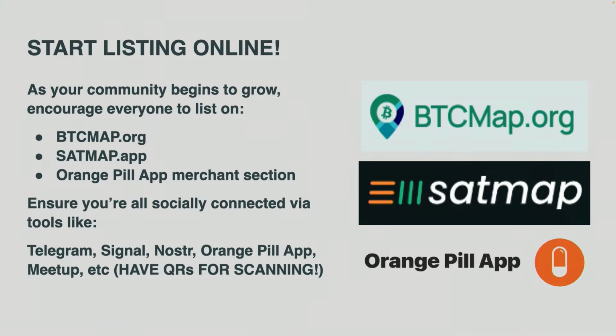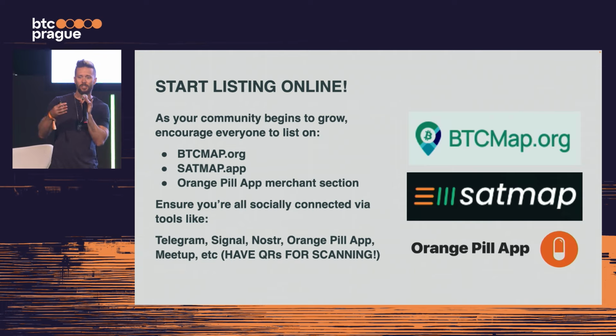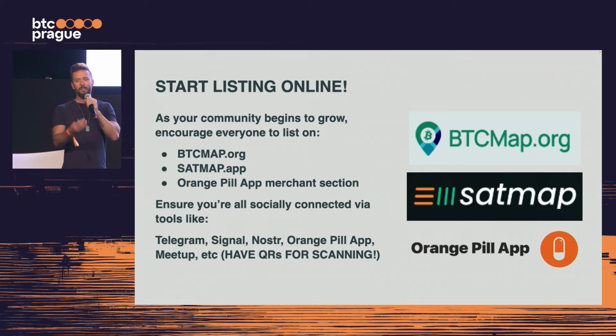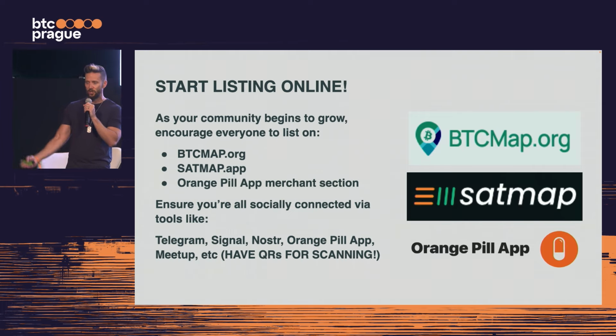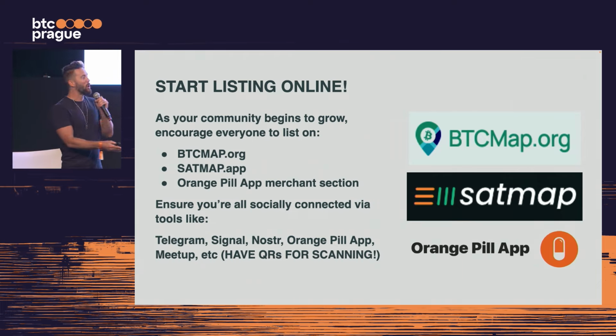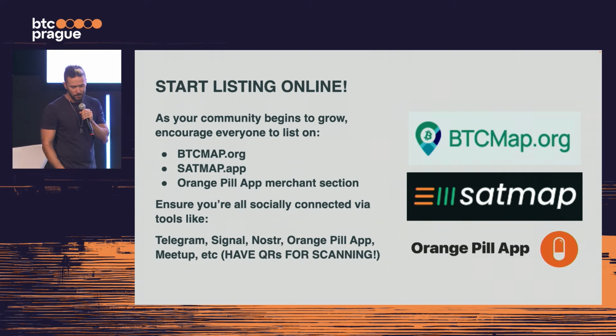There's also another one, satmap.app. This one, while BTC Map is more for brick and mortar, SatMap can be used for maybe a regional service that doesn't have a brick and mortar location. So you can list yourself and say, I'm in this city, and maybe it's a remote service that goes to people's homes, or maybe it's whatever, but you can at least have yourself there. And then Orange Pill app also has a merchant section too, so you can list yourself there. So if you're accepting Bitcoin, which I know you're all going to do now because I've told you to do so, it would be great if you also added yourself to some of these online resources.